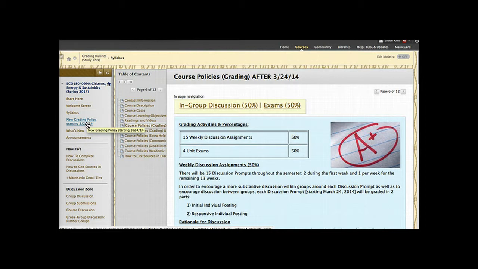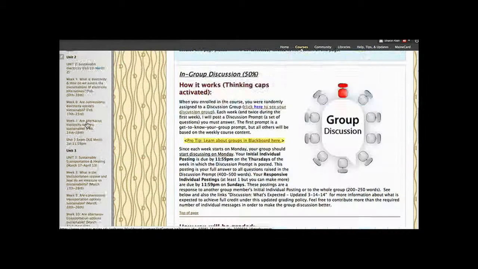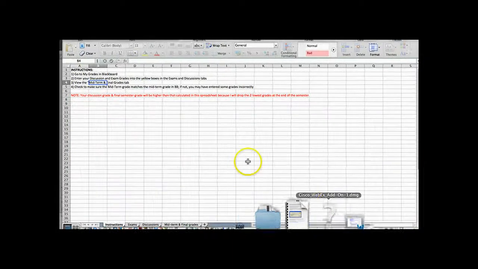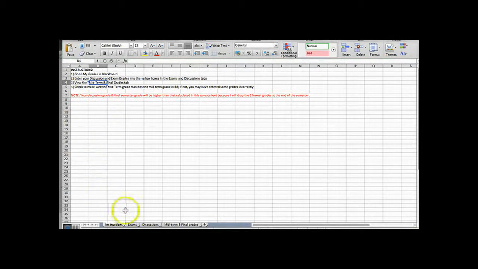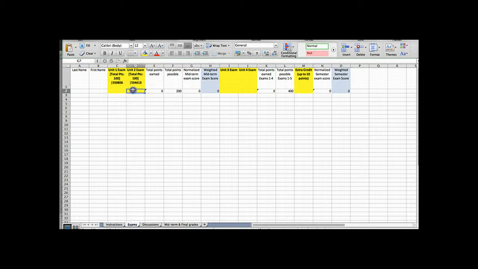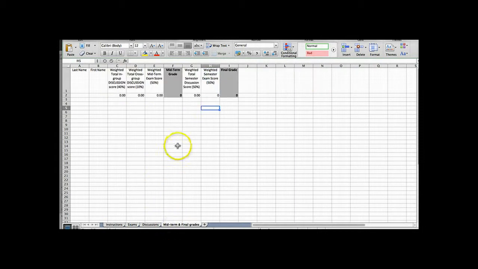Since the switch to the new policy complicates the final grade calculation, and I have already received several questions about how grades are calculated, I have added a new item to Blackboard called Sample Grade Calculation Spreadsheet, which you can access here. When you open it, first read the instructions, then enter your grades in the yellow boxes in the exams and discussions sheets. To make sure you have entered your information correctly, check the calculated midterm grade with your midterm grade in Blackboard. They should match. If you have any questions, just send me an email.